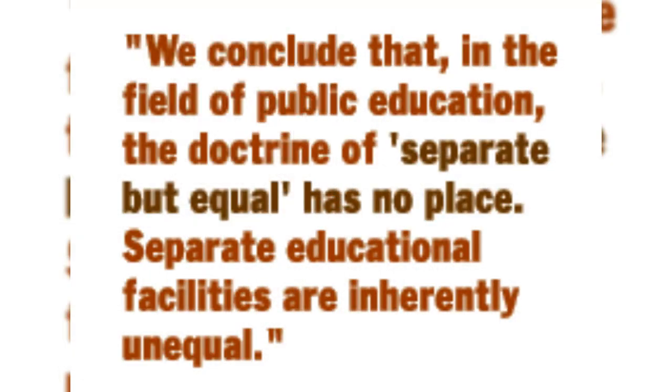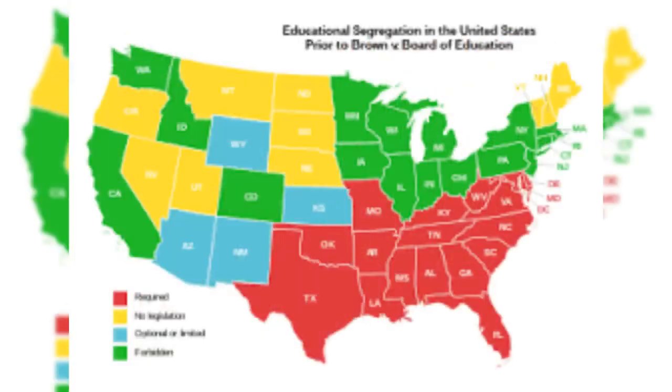And in its decision, the Supreme Court did not provide any specifics regarding the manner in which schools should be integrated, but it did request additional arguments on the subject. So in May of 1955, the U.S. Supreme Court published its second ruling in the case, which became known as Brown versus Board of Education II.